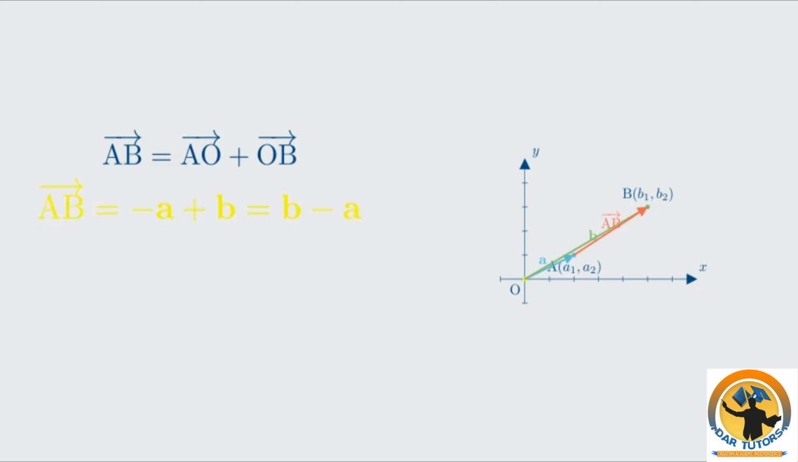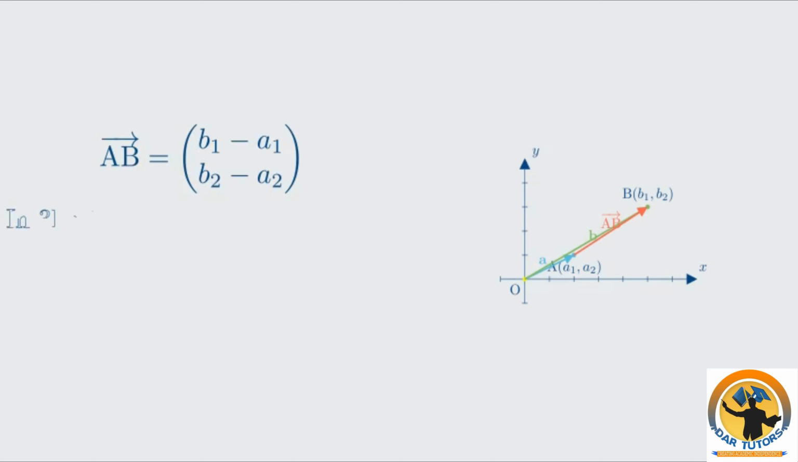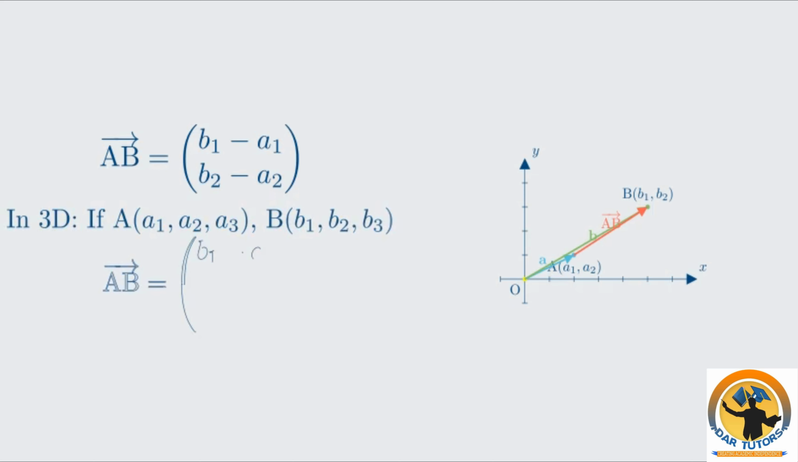This is a crucial formula. The vector from A to B is the position vector of B minus the position vector of A. In terms of components, this means we subtract the coordinates of the starting point from the coordinates of the ending point. So AB is the vector (b1 minus a1, b2 minus a2). This rule extends directly to 3 dimensions. If A is (a1, a2, a3) and B is (b1, b2, b3), then AB is (b1 minus a1, b2 minus a2, b3 minus a3).